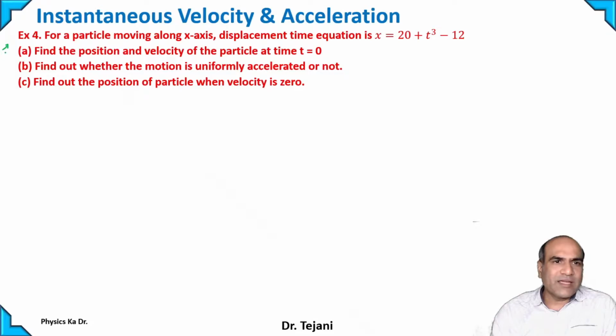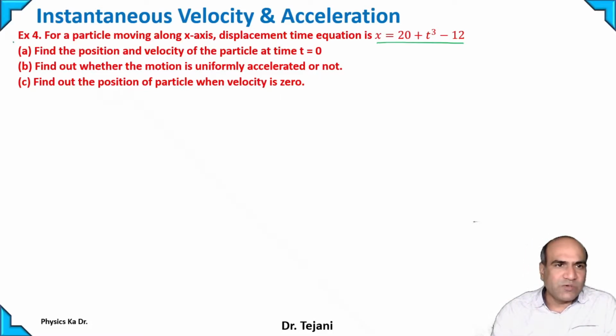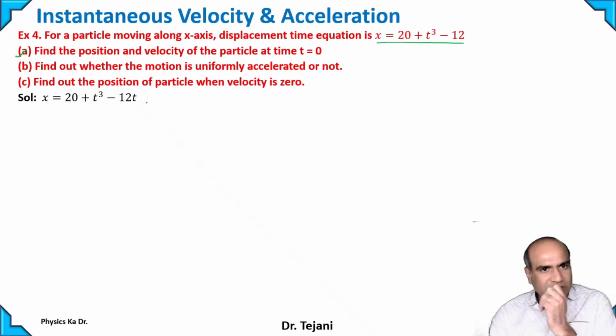So here it is given, for a particle moving along the x-axis, the displacement equation is given. Again, the same equation is given. Find the position and velocity of the particle at time t. If you see here, the first portion is very similar. So here the equation is given.